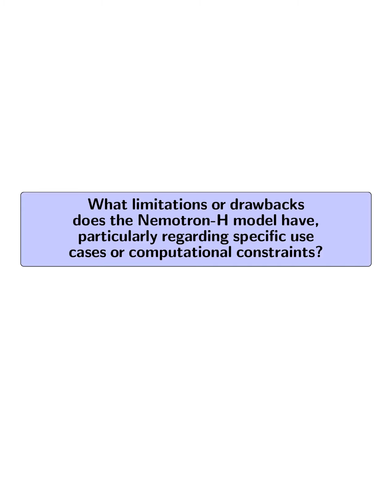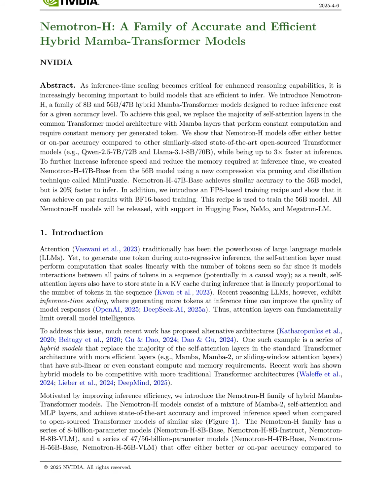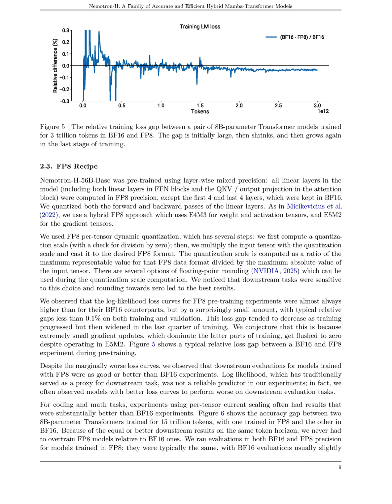What limitations or drawbacks does the Nemotron-H model have, particularly regarding specific use cases or computational constraints? The Nemotron-H model, while demonstrating state-of-the-art accuracy and improved inference speed, has certain limitations. One significant drawback is its reliance on a mixture of Mamba-2, self-attention, and MLP layers, which may not be optimal for all tasks, particularly those that heavily depend on self-attention mechanisms.